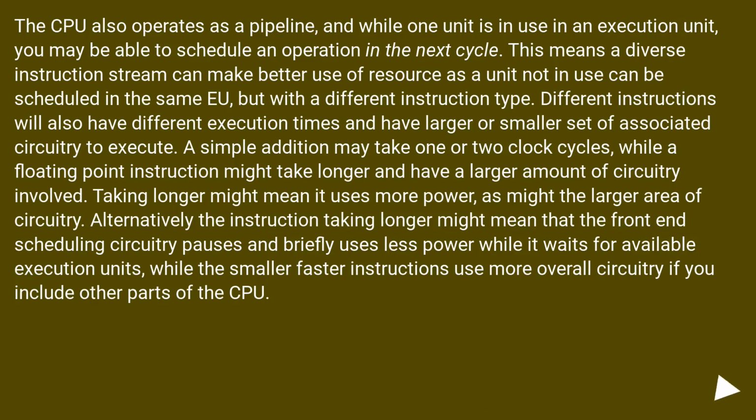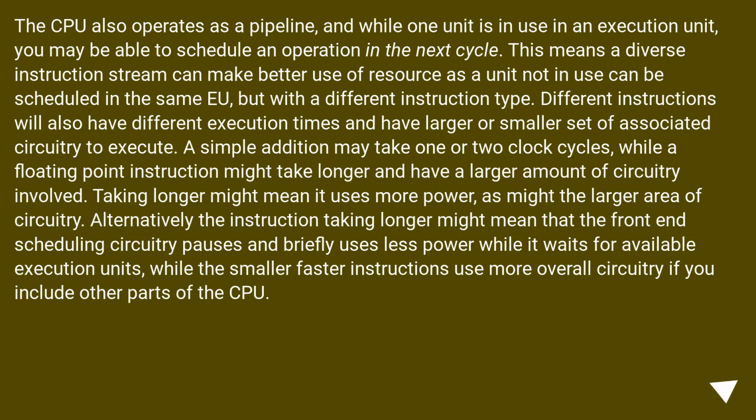The CPU also operates as a pipeline, and while one unit is in use in an execution unit, you may be able to schedule an operation in the next cycle. This means a diverse instruction stream can make better use of resources, as a unit not in use can be scheduled in the same EU, but with a different instruction type. Different instructions will also have different execution times and have larger or smaller sets of associated circuitry to execute.